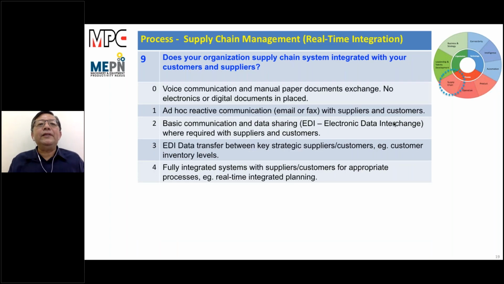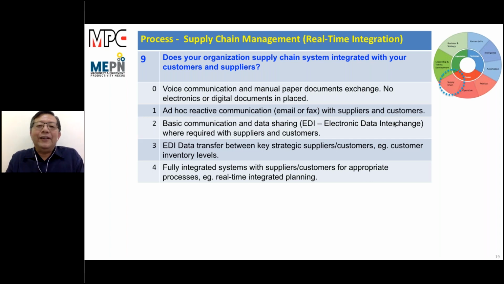Okay, question number 9, we're talking about supply chain management. This supply chain management, we are very focused on the real-time integrations. So the question asks, does your organization's supply chain integrate with your customers or suppliers? This is quite sensitive. Some of them, especially your customers, do not share their supply chain information with you. So at the lowest grade you see voice communication and manual paper documents exchange. No electronic and digital document is used.